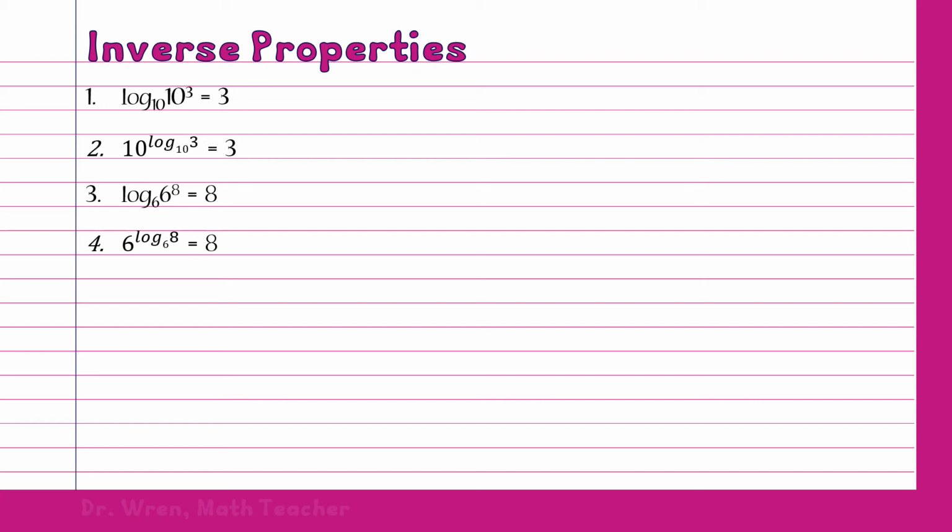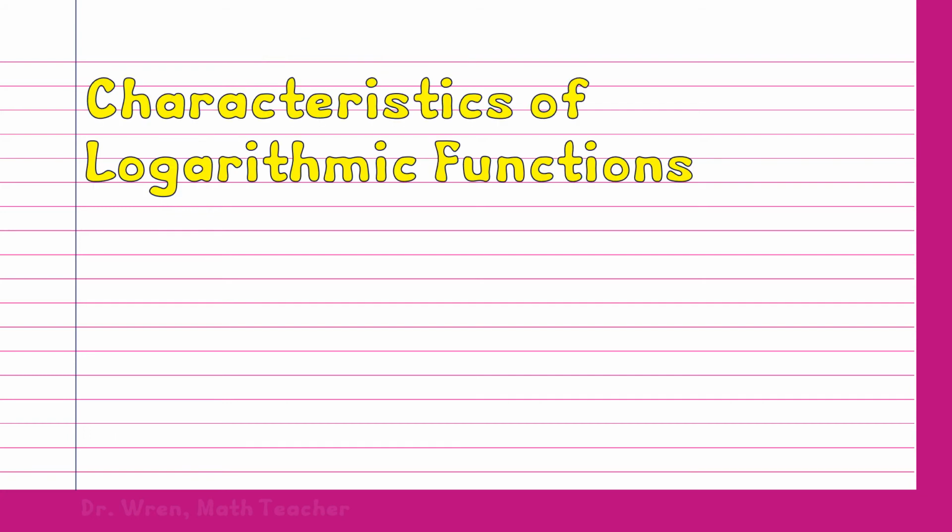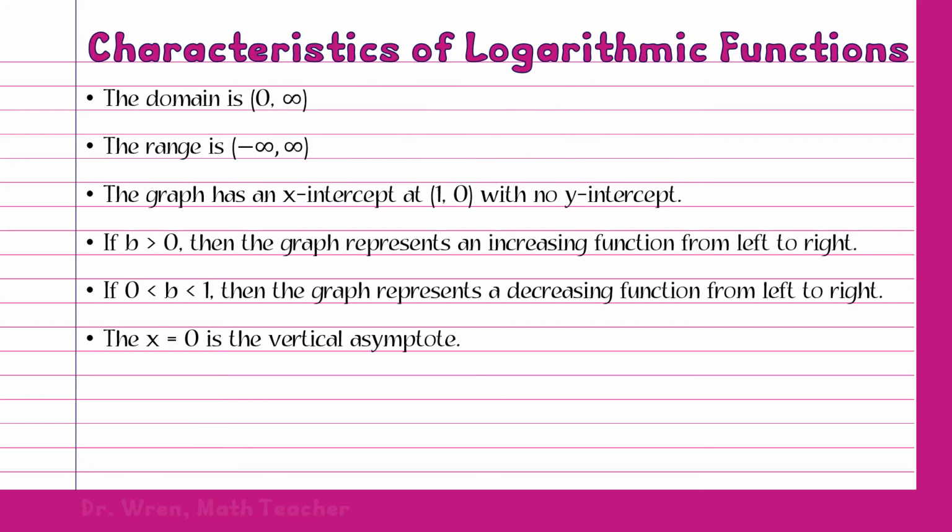The following characteristics are useful as it relates to evaluating and graphing logarithmic functions. The domain is 0 to positive infinity because the y-axis is the vertical asymptote. The range is from negative infinity to positive infinity. The graph has an x-intercept at the point 1, 0 with no y-intercept.